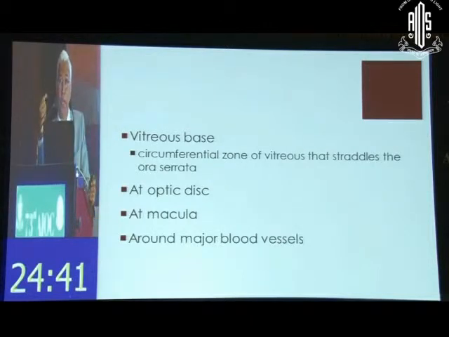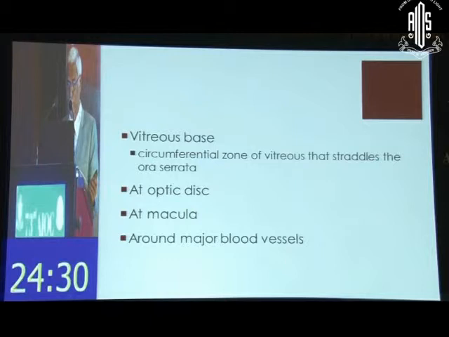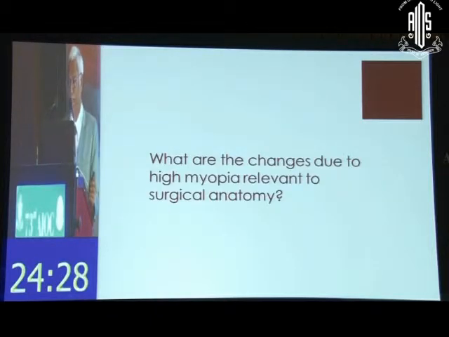And it can also be attached firmly around the major blood vessels, so much so that the collagen loops around the vessel and comes back. So when the vitreous detaches, you can actually tear the major vessels and cause vitreous hemorrhage. Okay, so this is the importance of the vitreoretinal attachments.